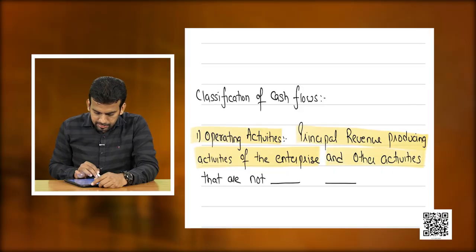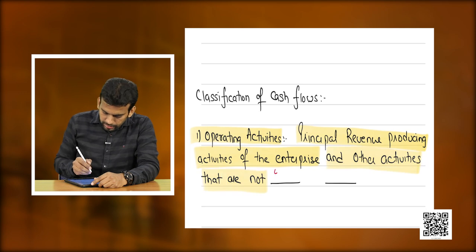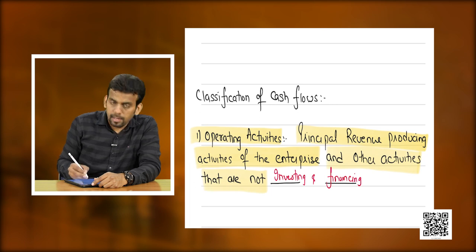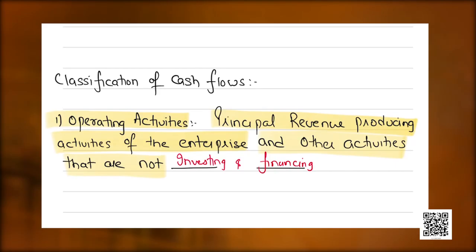And other activities that are not, students, focus on this line, that are not investing and financing. Investing and financing are the other two components of cash flow statement. Here you must focus: a transaction which is not investing and financing. These terms would be dealt later. Just make one thing very sure, a transaction which is not falling in any other kind of activity is operating activity. If you cannot classify anything into investing and financing, that thing is operating activity.